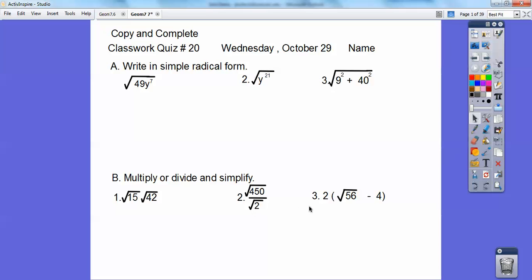And finally, this is number 3. It's 2 times the quantity root 56 minus 4. And then go ahead and pause this so you have some time to work on that.